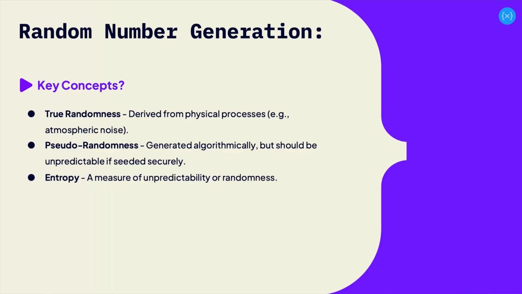Key concepts: true randomness is derived from physical processes. You have pseudo-randomness, which is generated algorithmically, but should be unpredictable if seeded correctly. And then entropy is a measure of unpredictable randomness.